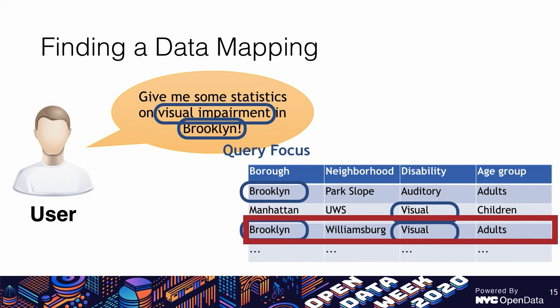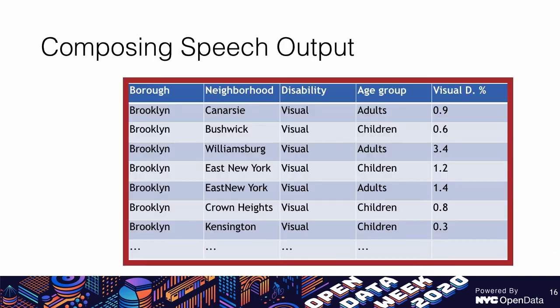After we do this, we get some subset of the data that seems relevant to the current query. Now, this might actually be a large table containing many rows. So we cannot just go ahead and read out one row after the other to the user, because people would be simply overwhelmed. So what we need to do is to somehow find the most important high-level tendencies in the data and summarize them via voice output.